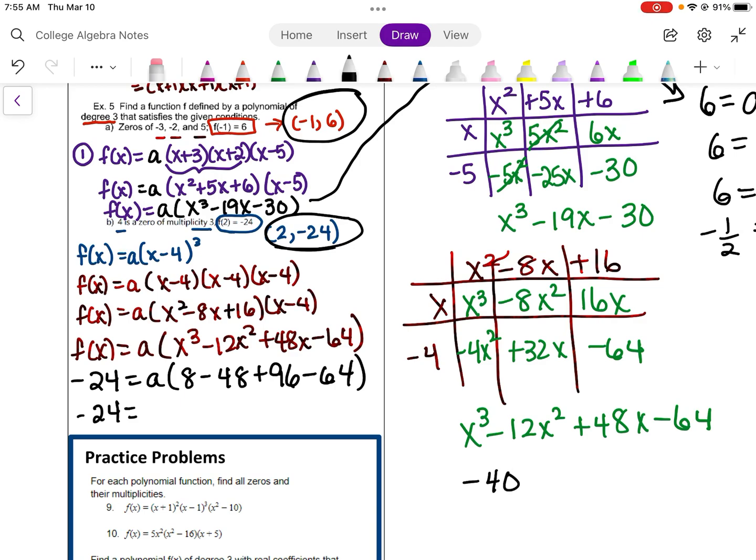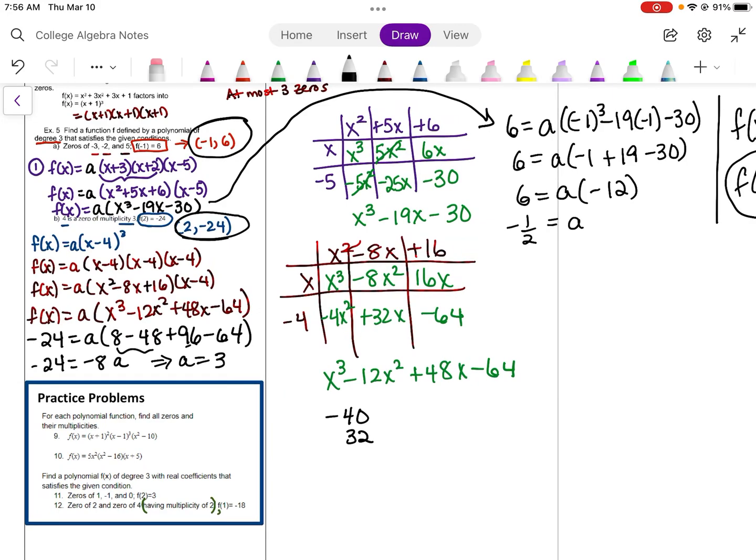So negative 40 from these two. 96 minus 64 is, what, 28? Nope. Again, let's see. 96 minus 64 would be 32. All right, I think I'm awake now. So negative 40 and 32 would be negative 8. So A is 3. That looks a lot better.